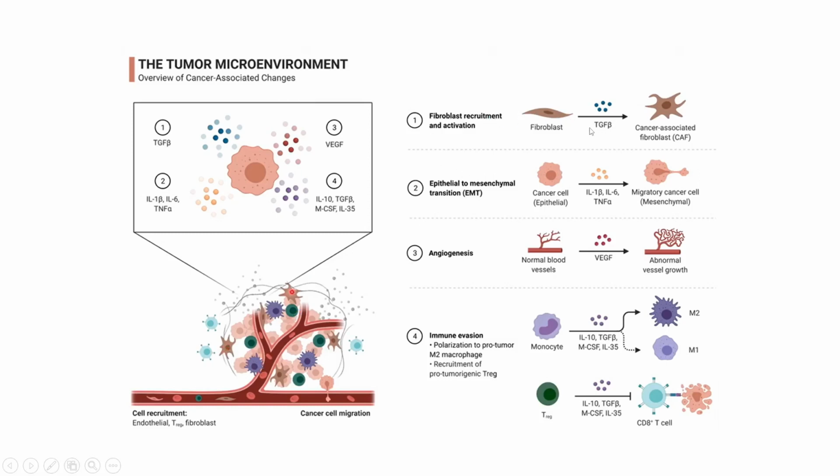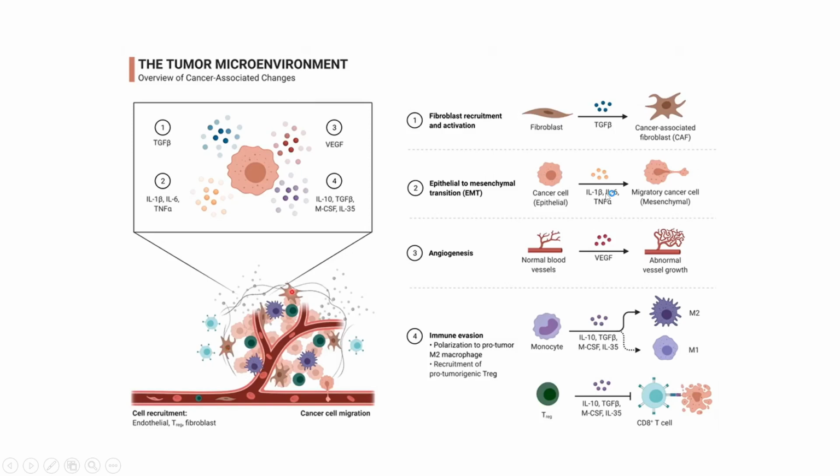One such factor is TGF beta, which converts the fibroblast into a cancer associated fibroblast. Now this fibroblast will not be able to kill the cancer cell, and it will further facilitate the growth of cancer cells. So the cancer cell will secrete TGF beta and it will modulate the fibroblast.